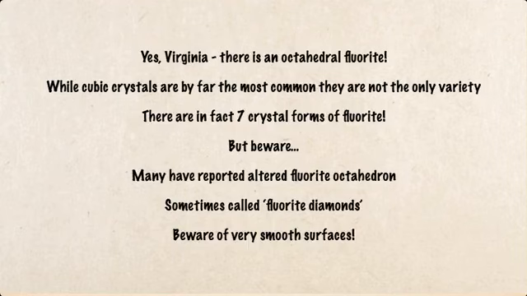MinDat, in fact, reports that there are 7 crystal forms of fluorite. But beware, quite a few people report seeing altered fluorite octahedrons. So with this structure, people basically will take ones that don't look as good, or say damaged pieces, and they'll carve them to make them look more appealing for collectors or really people that just don't perhaps know any better.